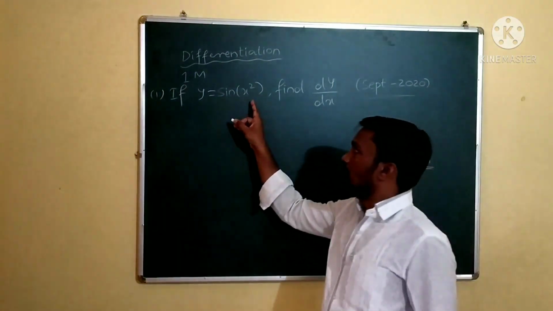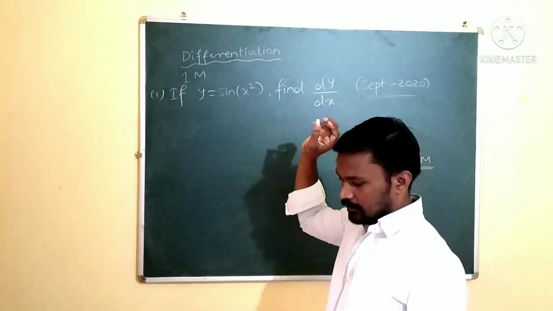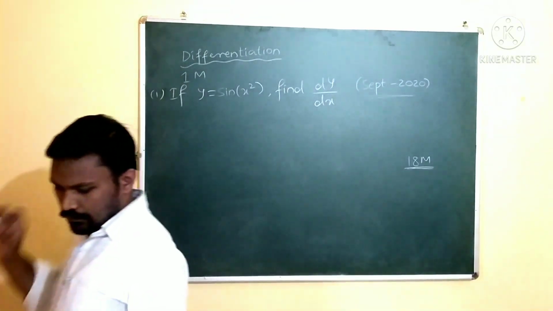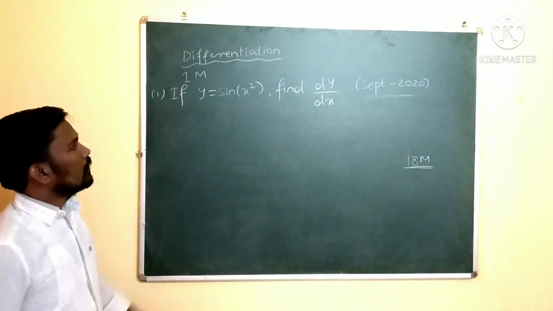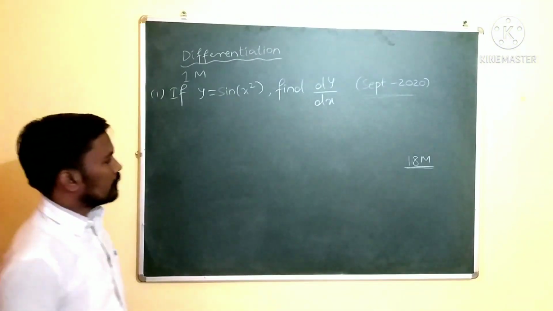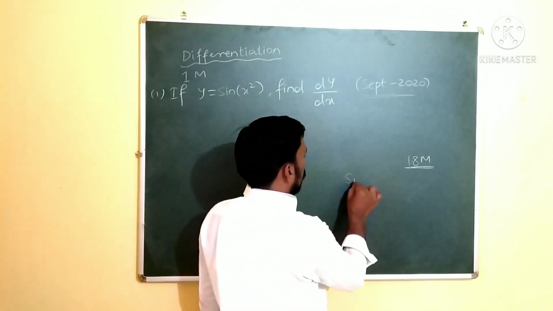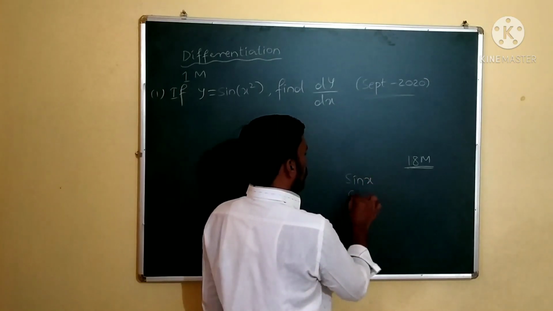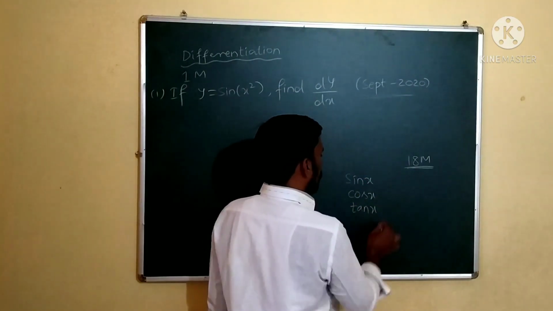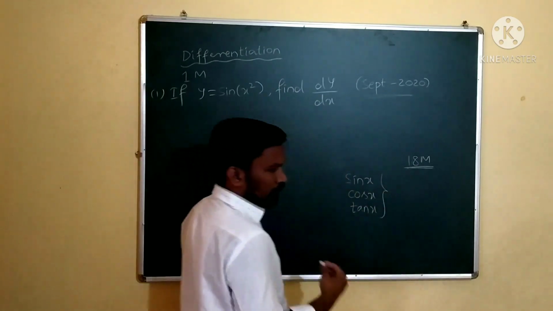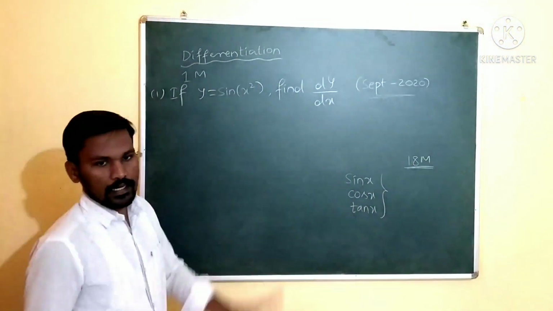Sine of x square is a composite function, so we are unable to differentiate the function directly. We have to make use of the chain rule. Sin x is a standard function; sin x, cos x, tan x are standard functions. You can take the derivative of these functions directly.